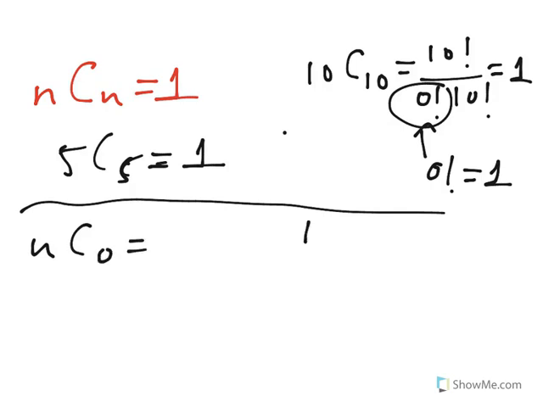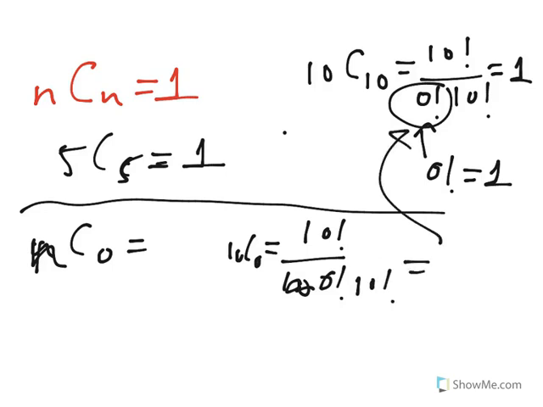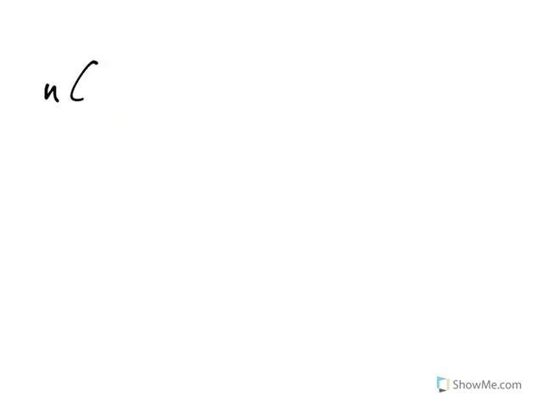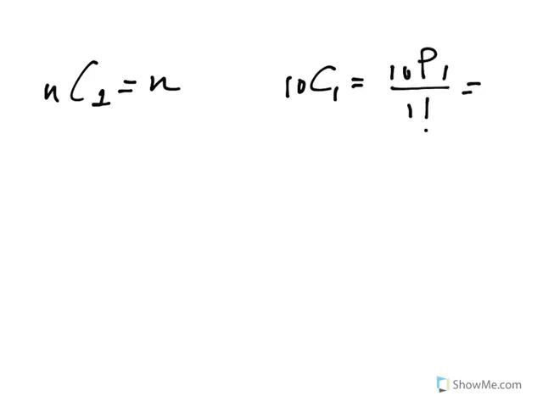NC0: I'll use 10C0 in the formula to see how it works out. That becomes the same thing as we just got, so it also becomes 1. And to use the ice cream example, if I want a cup with no flavors, they can give me an empty cup one way, so it's 1 and not 0. Also, anything C1 is just going to be itself. We can see why that is. We could use this formula, 10P1 over 1 factorial, because 10P1 is just 10, and 1 factorial is just 1.